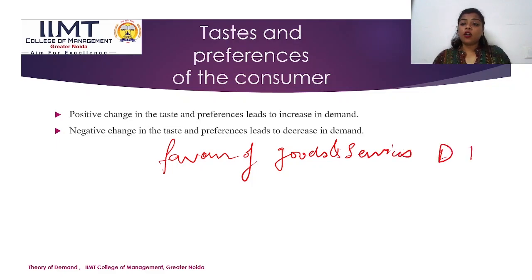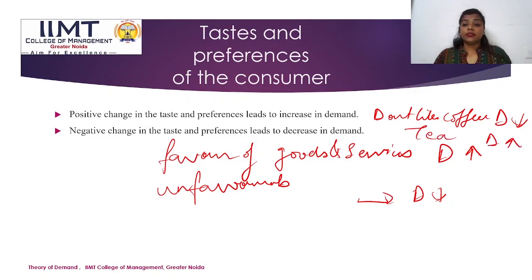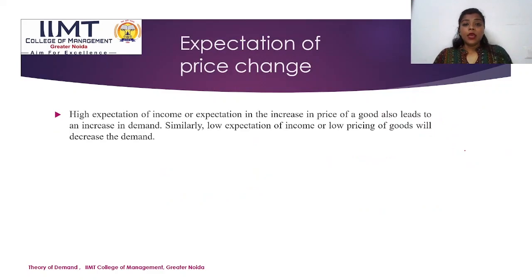So the demand will automatically increase, and if they are unfavorable, then the demand will automatically decrease. Like if I don't like drinking coffee, I don't like coffee, so the demand for coffee will decrease, but if I like tea, the demand for tea will increase. Now, expectation of price change.